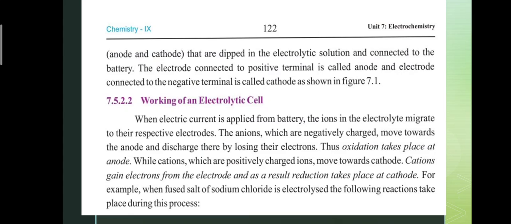First of all, we pass electricity through them. We construct the electrochemical cell by using electrolytes inside it, and we dip two metal electrodes, and we connect them with the positive and negative terminals of the battery.